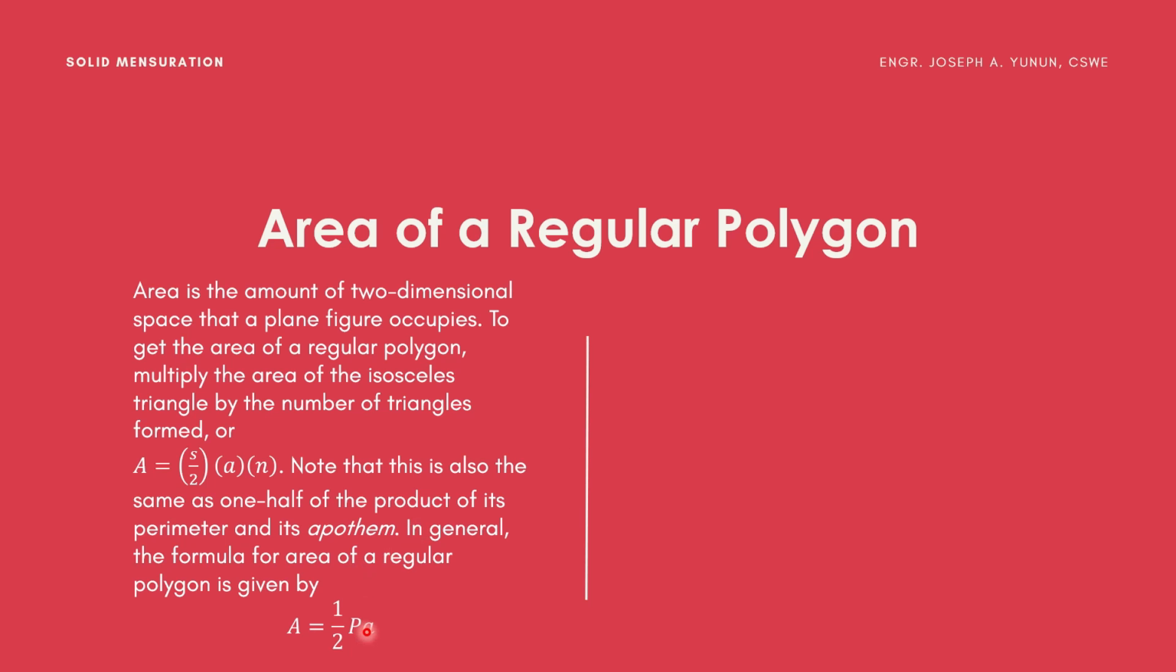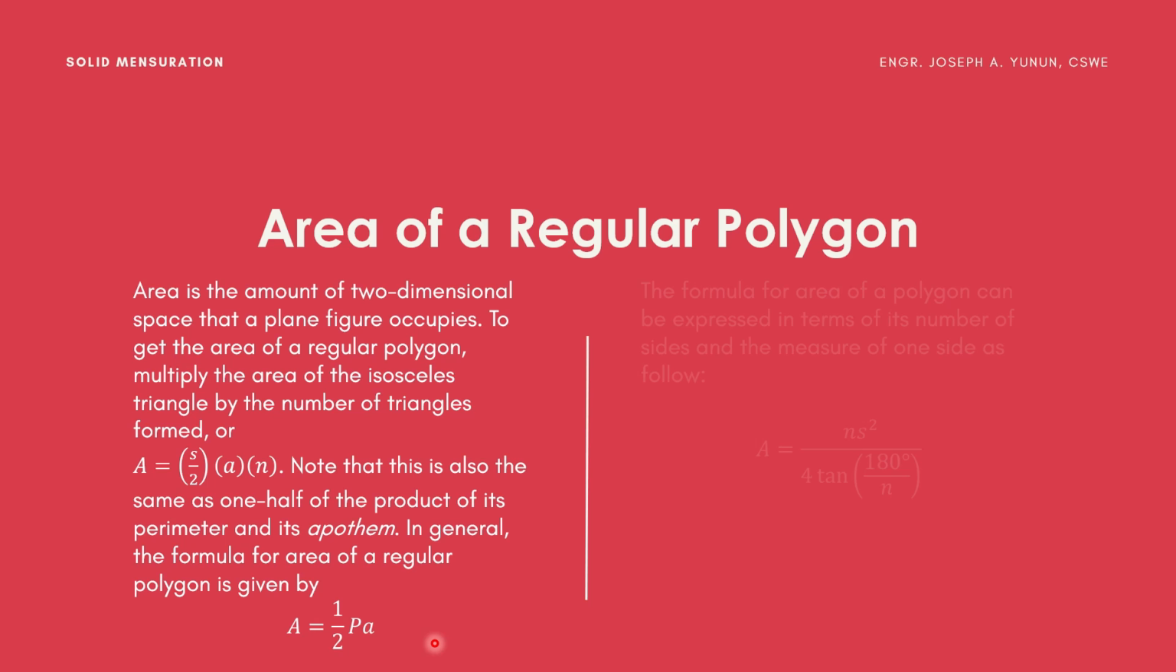Or, in terms of this one, the area of the given regular polygon is 1/2 perimeter multiplied by apothem, where the perimeter is the number of sides multiplied by the length of each side. So this can also be written as 1/2 NSA. Hopefully that is clear.